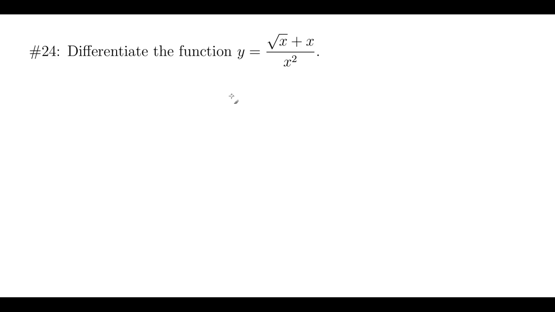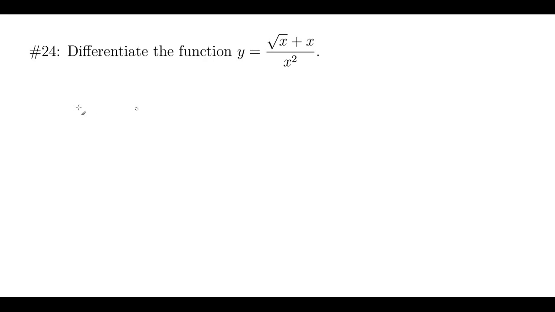Exercise number 24 asks us to differentiate the function y equals the square root of x plus x, all divided by x squared. So the first thing you should notice when looking at this is that it is written as a quotient. And if you read my notes, you saw my very emphatic warnings that we do not yet have a rule for handling derivatives of quotients.